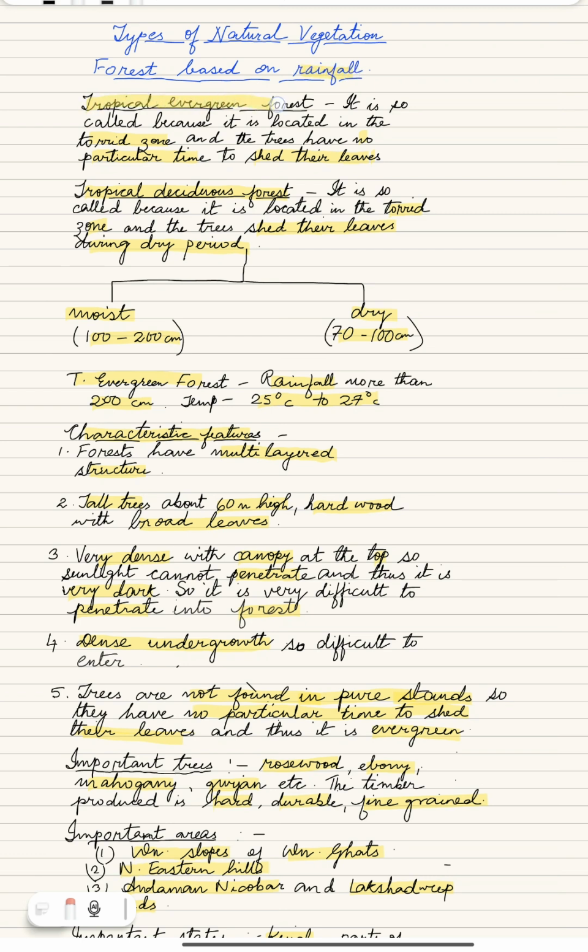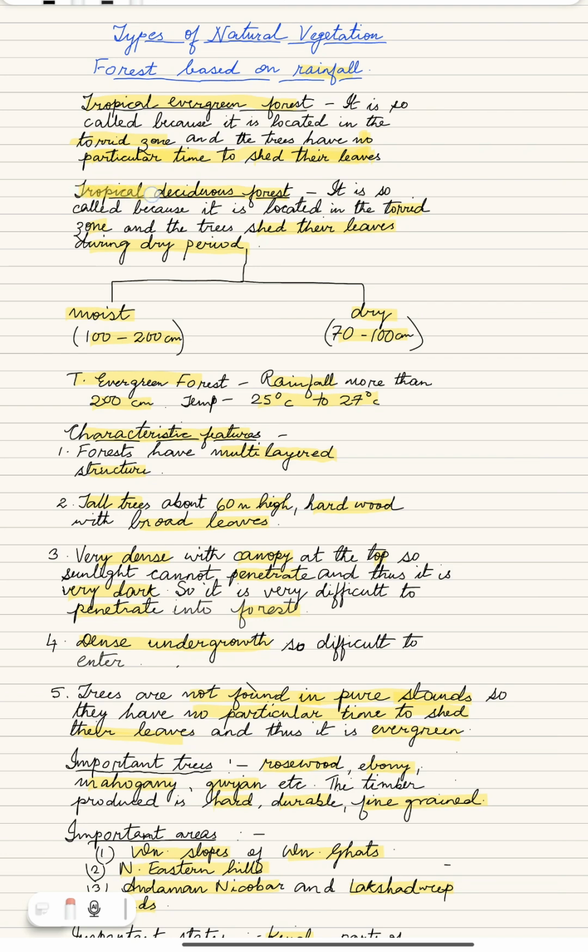Tropical evergreen forest is so called because it is located in the torrid zone and the trees have no particular time to shed their leaves. Therefore, whenever you go to the forest, it always appears green.